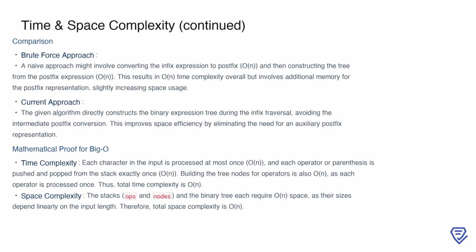Mathematically, this efficiency can be proven. Each character is processed only once, and operators and parentheses are pushed and popped from the stack exactly once, ensuring O(n) time complexity. Similarly, the space used by the stacks and the tree scales linearly with the input size, giving us O(n) space complexity as well. This direct and efficient approach is a significant improvement over the brute force method.